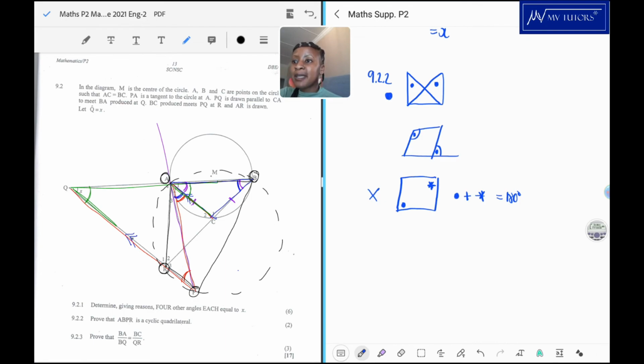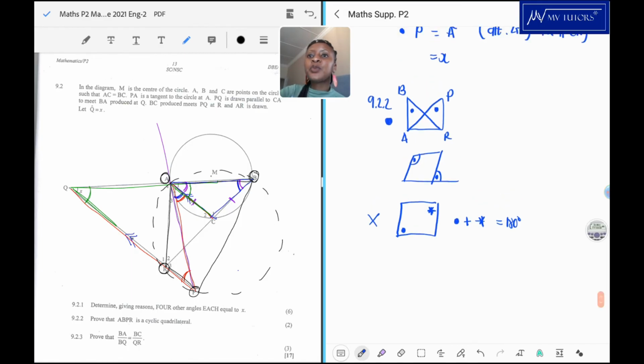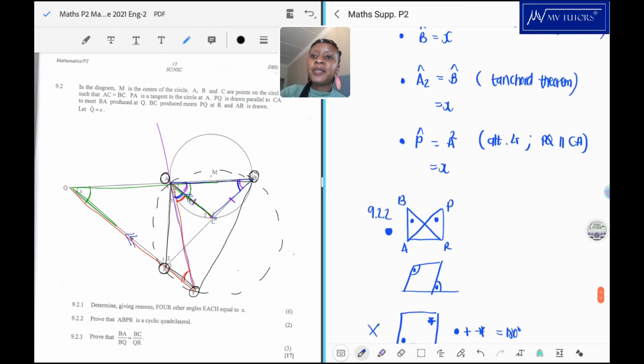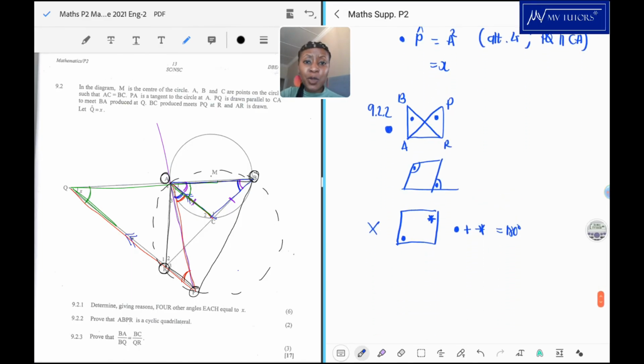So basically, if I'm choosing chord AR, then I have B on this side, and then I have P on that side. Okay, and we have already proven that P and B are equal to each other. They're actually equal to X. Okay, so we can then remove all of this.